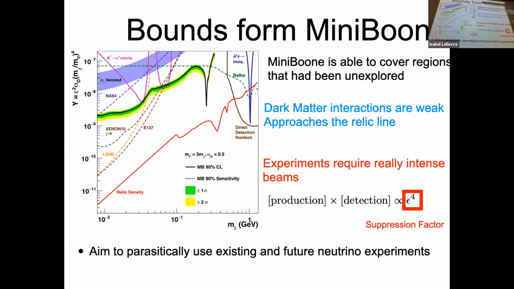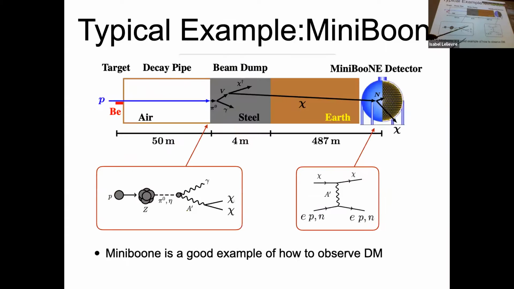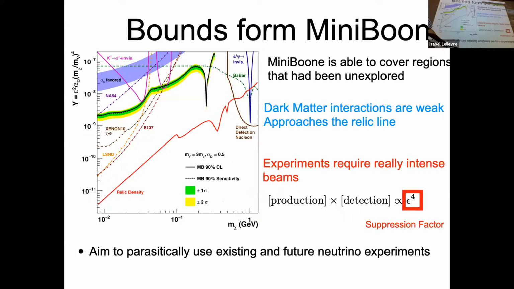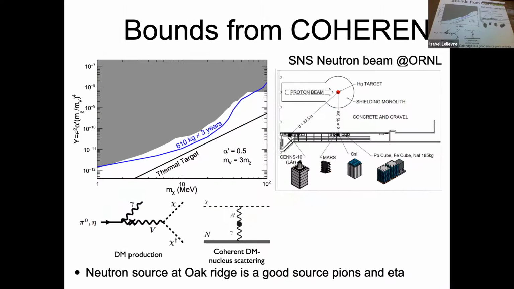So one thing to say is that the detectors have to be very large here, right? Because this interaction is very weak, as is this interaction. So people like to say these experiments are suppressed by epsilon to the 4th, whereas other experiments are suppressed by epsilon squared. Okay, but the nice thing is that there's a rich neutrino program in the world, and so we'll be able to parasitically do dark photon and dark matter searches with these experiments.